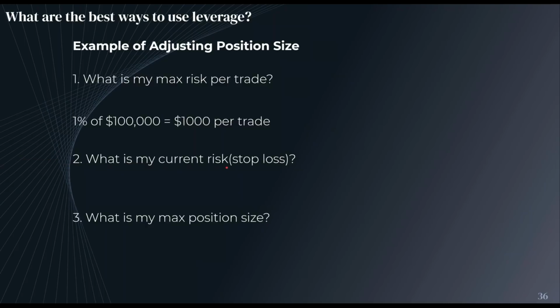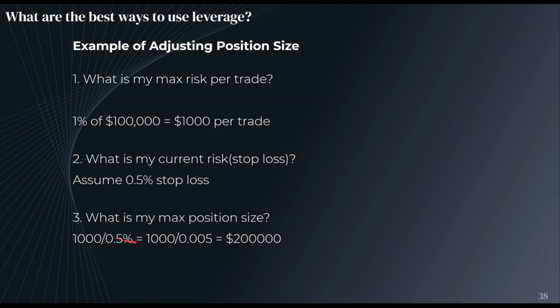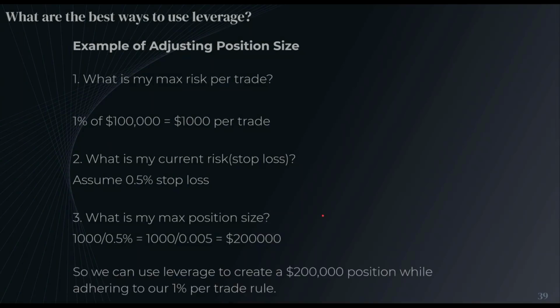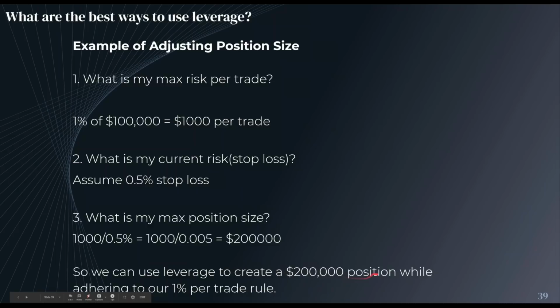Now, in this trade setup I found, what is my current risk, or rather my stop loss distance? So let's assume the stop loss distance is 0.5% from where I'm entering my trade. So if I use my entire portfolio, $100,000, and use the 0.5% stop loss, I'm only putting $500 at risk per trade. So what I can do instead is use 2x leverage to change this $100,000 portfolio into a $200,000 portfolio. So now I'm taking a $200,000 position with a stop loss at 0.5, and I'm still adhering to my rules, because we can use leverage to create a $200,000 position, and we're only losing up to $1,000 per trade because our stop loss is 0.5% away.